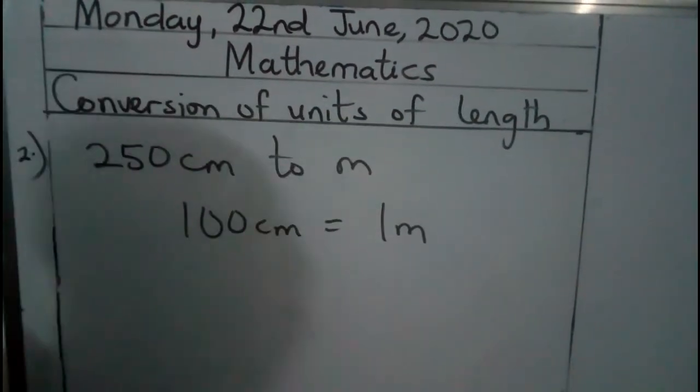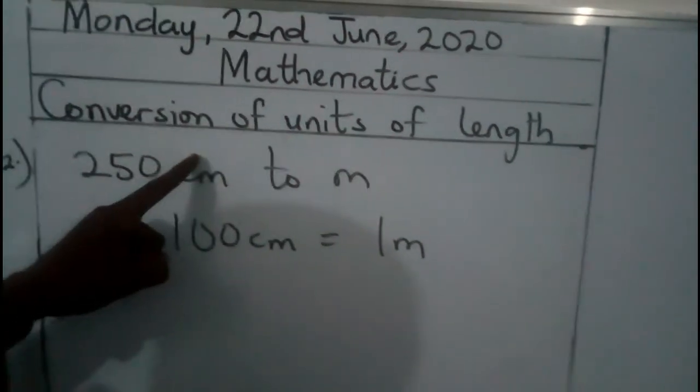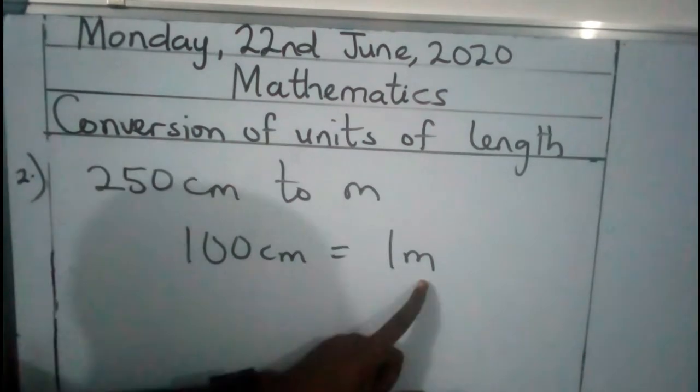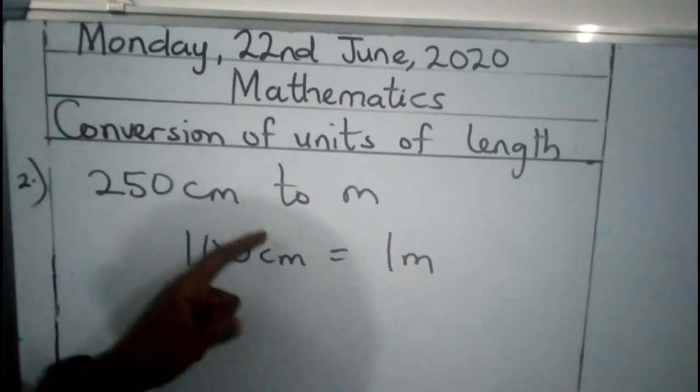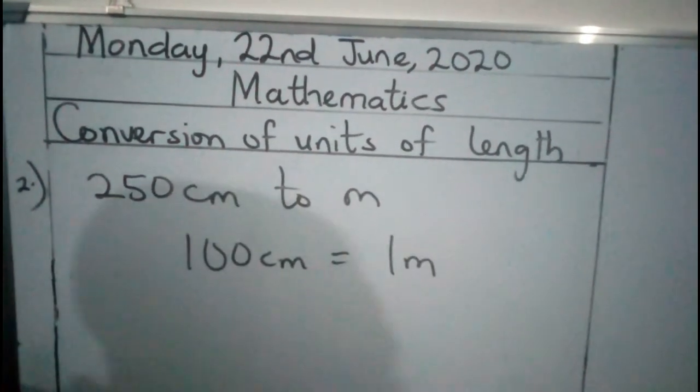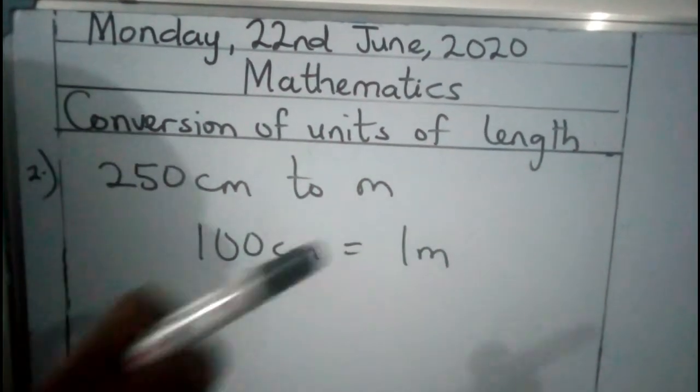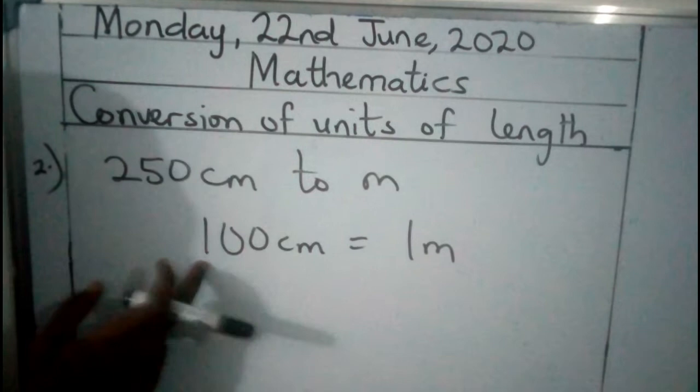But look at it again. We are going from what to what? We are going from centimeters to meters. This is a smaller unit, this is a bigger unit. So in other words, we are going from a smaller unit to a bigger unit. And remember, I told you, whenever you are going from a smaller unit to a bigger unit, you divide by the exchange rate, which is 100.